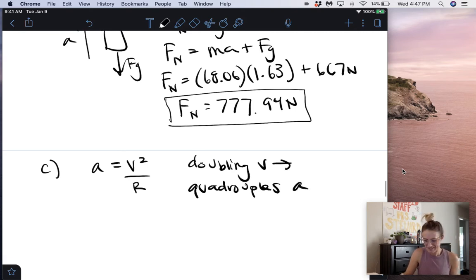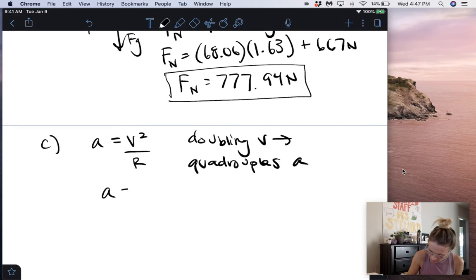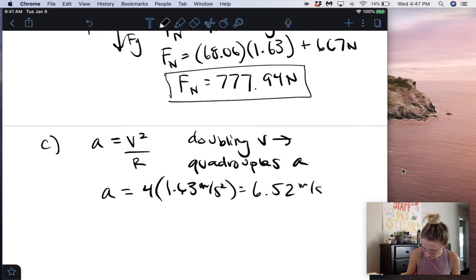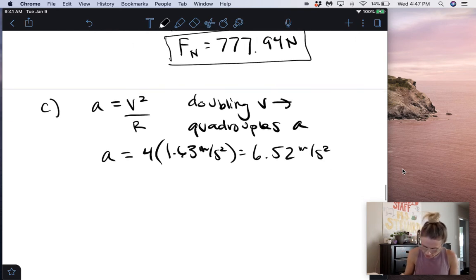It quadruples acceleration. So that means that my new acceleration is going to be 4, I say 4, but I write 6, 4 times that 1.63 meters per second squared. And we end up getting 6.52 for that. So that's our new acceleration. And now we just want to find the normal force for the top and for the bottom when we have an acceleration of 6.52.